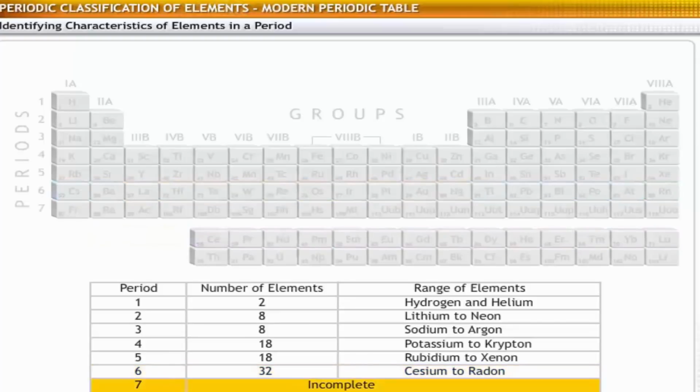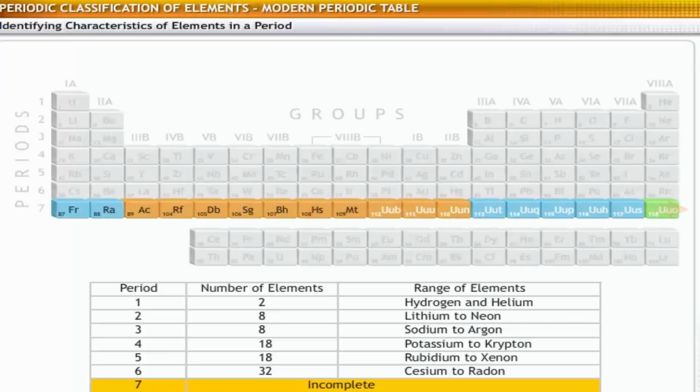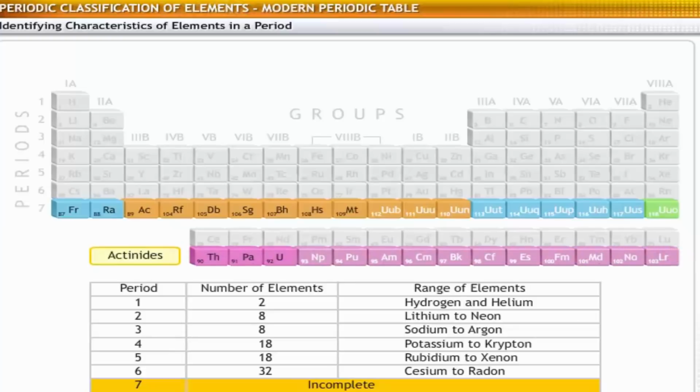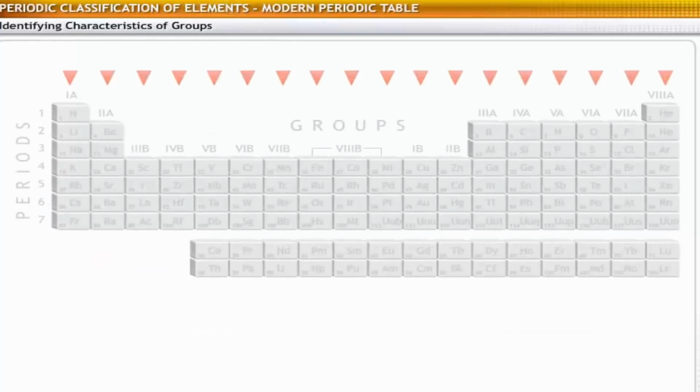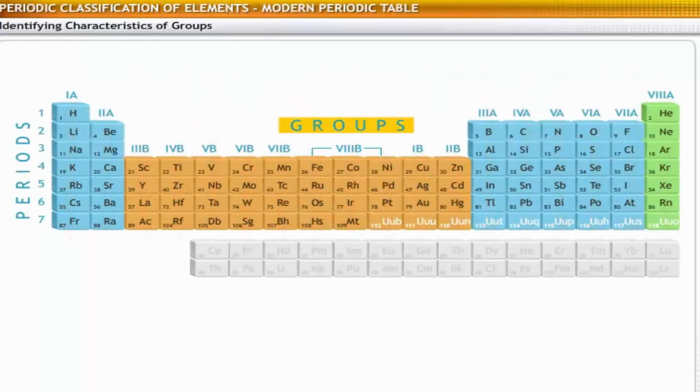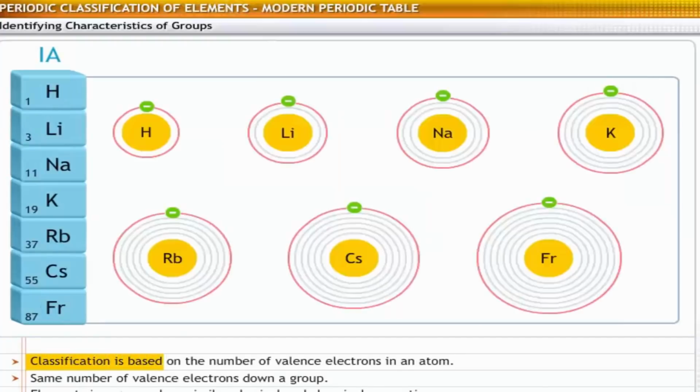The seventh period is incomplete at present and can accommodate 32 elements, which includes 14 actinides from thorium to lawrencium. It will be filled up as new elements get discovered, as is expected. In addition to the 7 periods across, the periodic table is classified into 18 groups vertically. The classification in groups is based on the number of valence electrons in an atom.